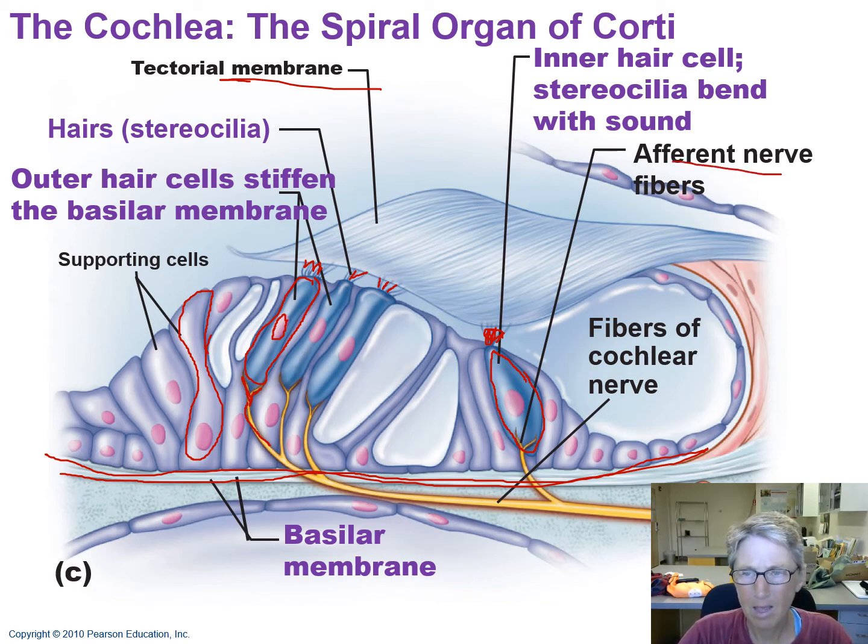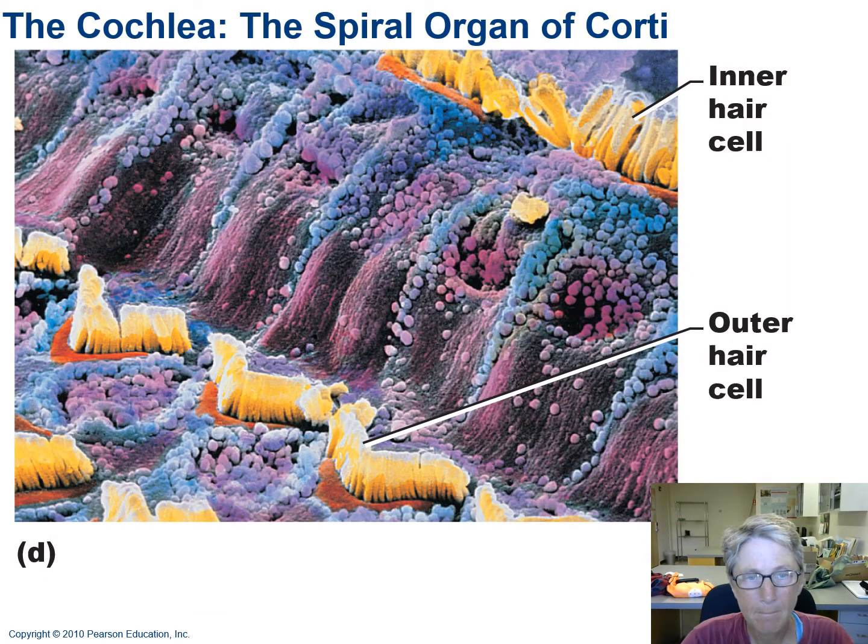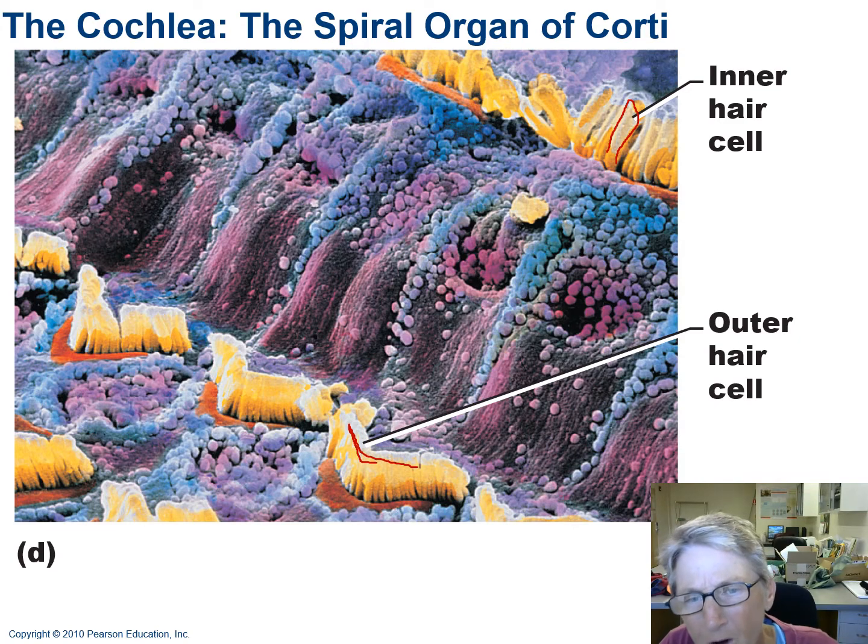And this is an afferent nerve fiber, a fiber of a sensory afferent neuron. And then these are the fibers of the cochlear nerve. So remember, a nerve is just a bunch of axons running together in the peripheral nervous system. This is a scanning electron micrograph of the spiral organ of Corti. Here are the outer hair cells with their stereocilia, and here are the inner hair cells with their stereocilia.